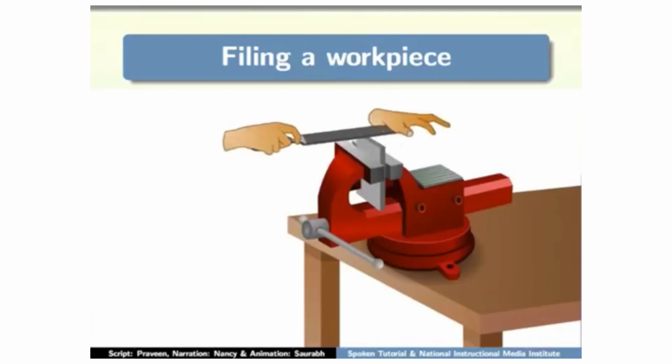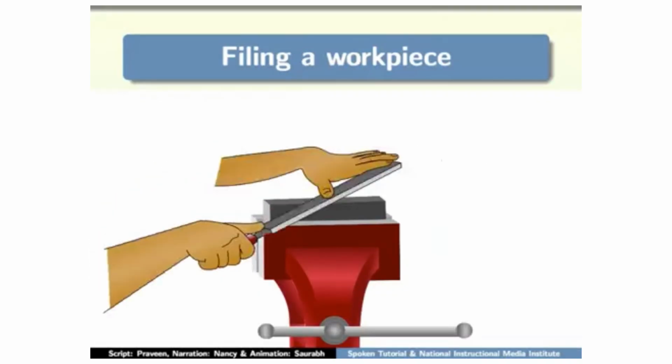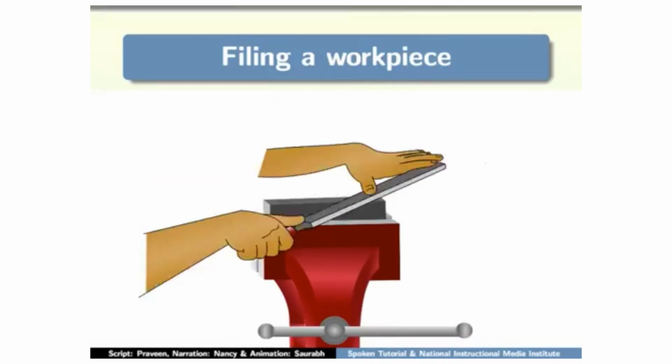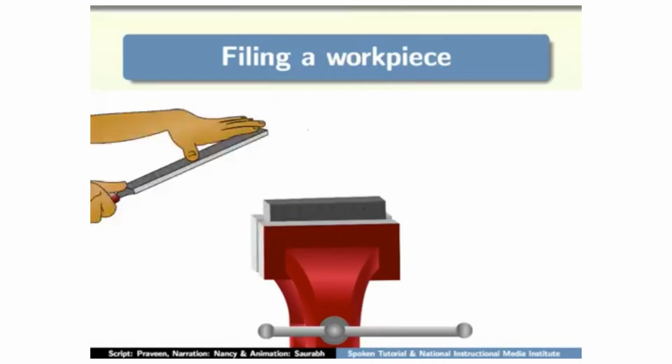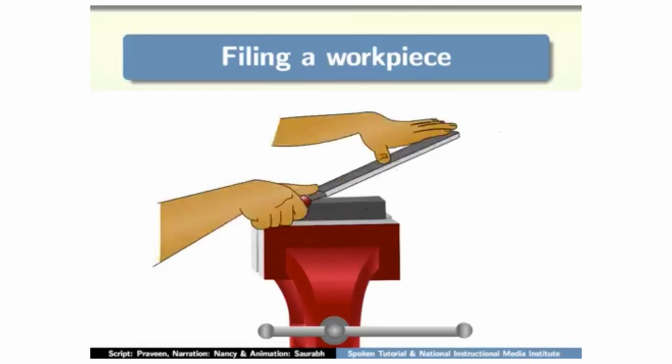In draw filing method, the file is pulled towards the body with an even pressure. In diagonal filing method, the file is moved diagonally over the surface of the workpiece. The movement of the file is from one corner of the workpiece to another diagonally.